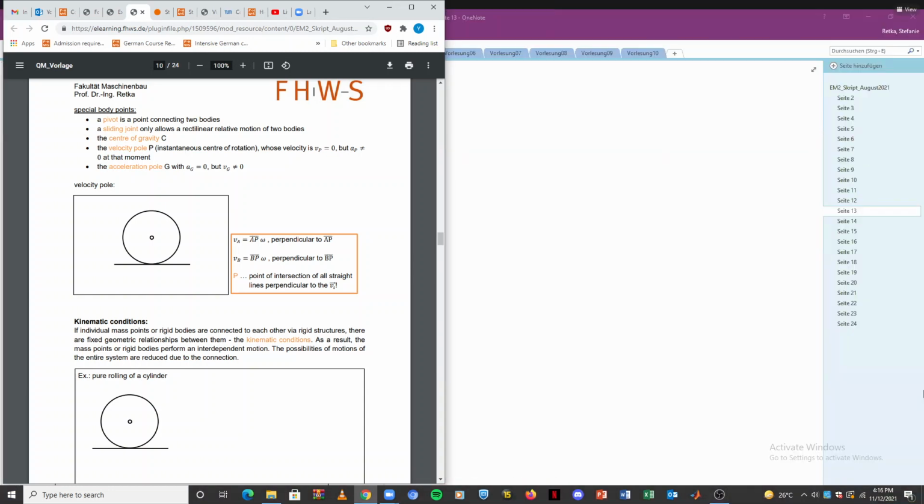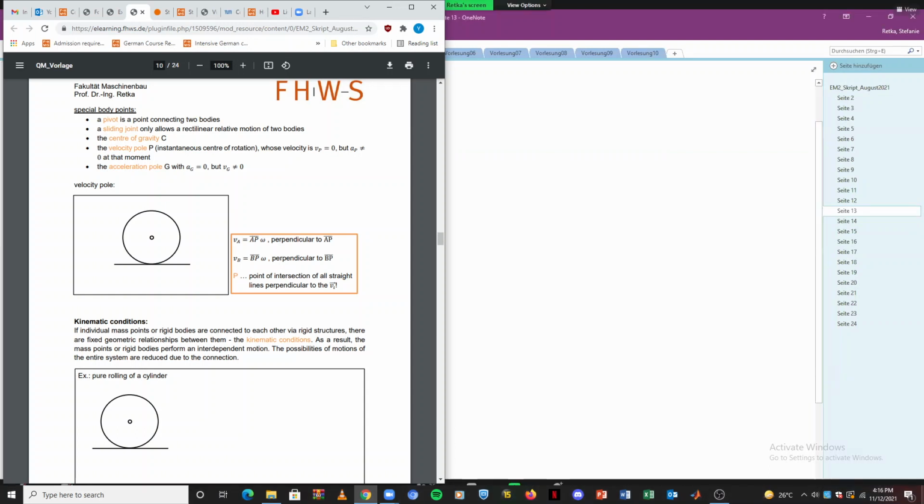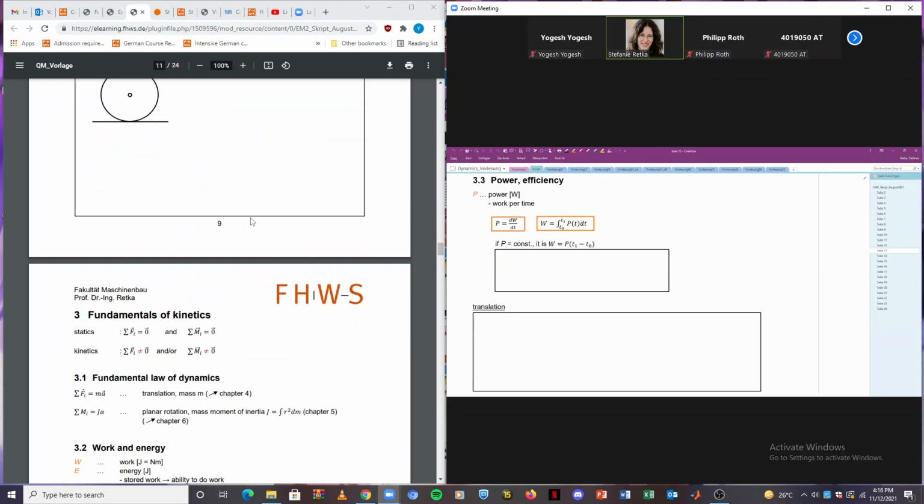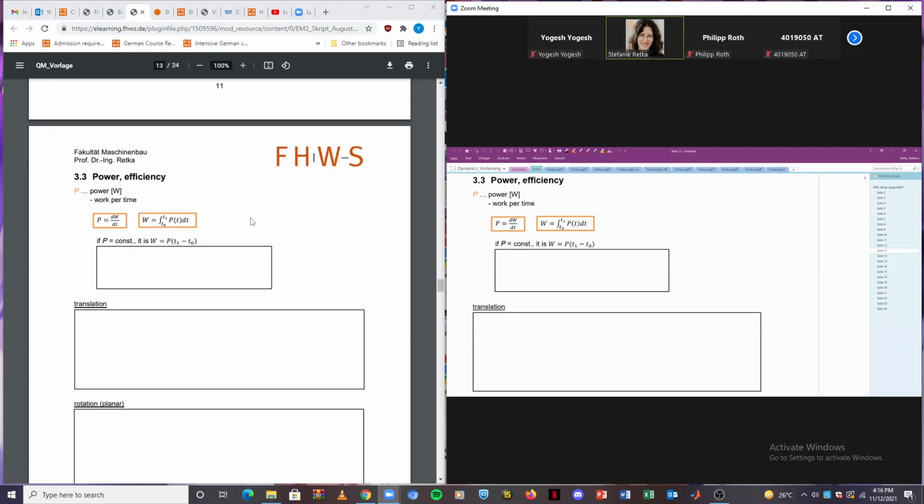There it is. Okay, and today I want to talk about power and efficiency. First of all, we will discuss some theory, and then we will have a look at a few exercises, 1 or 2, see how far we get.